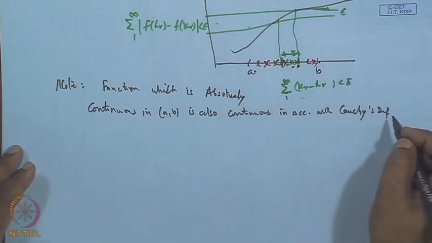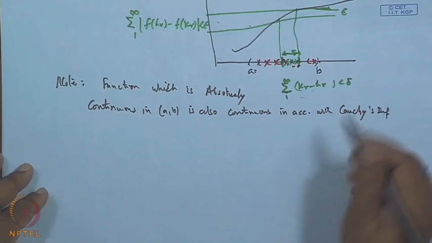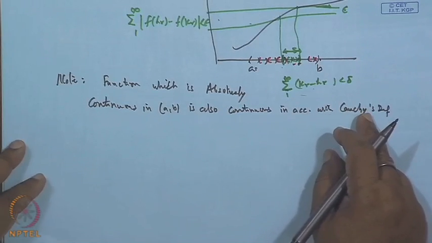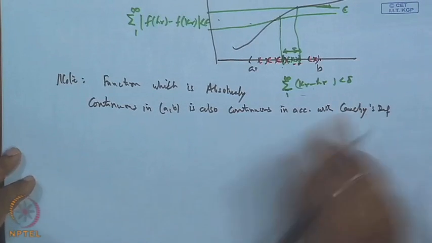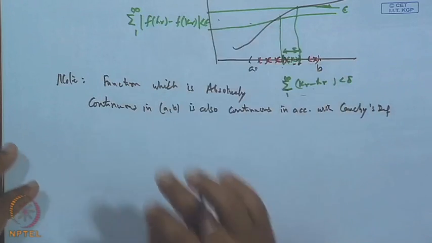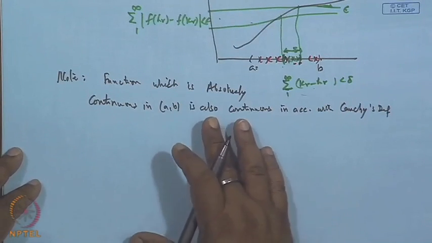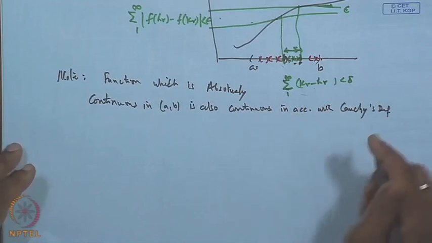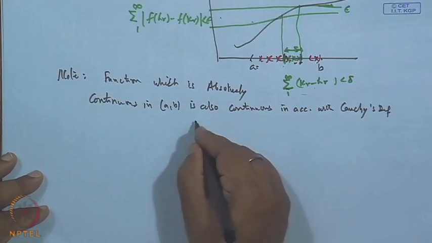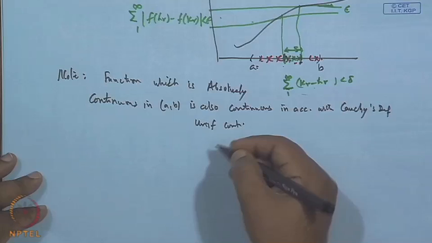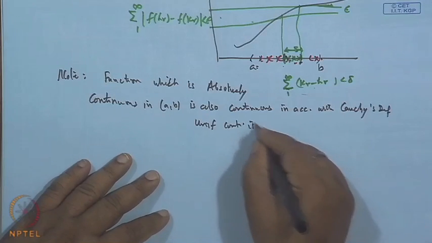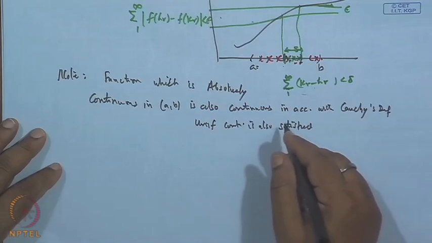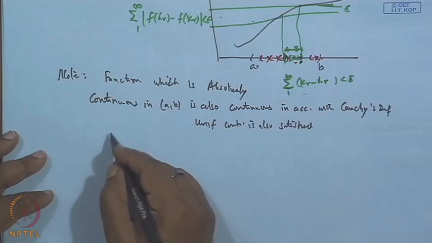So, this will be obviously true. Similarly, we may take a single interval of length delta, and the definition of uniform continuity is also satisfied over this. So, a function which is absolutely continuous is continuous, and we also say it is uniformly continuous, since the uniform continuity condition is also satisfied if we choose k r to consist of a single interval of length delta. Okay. The converse is not true.